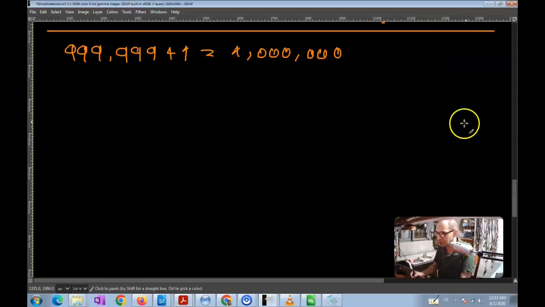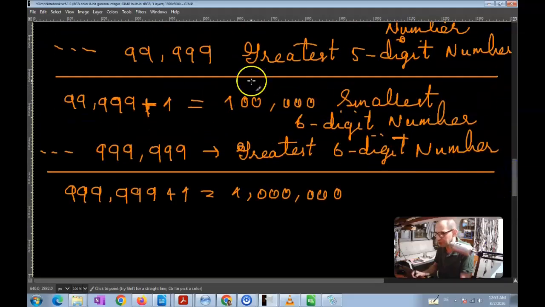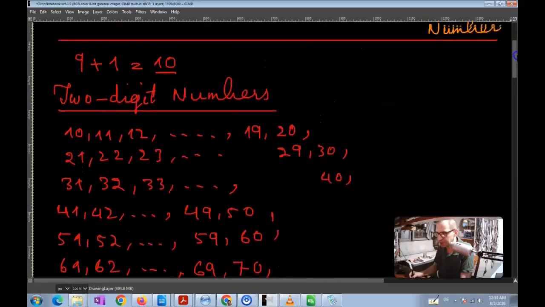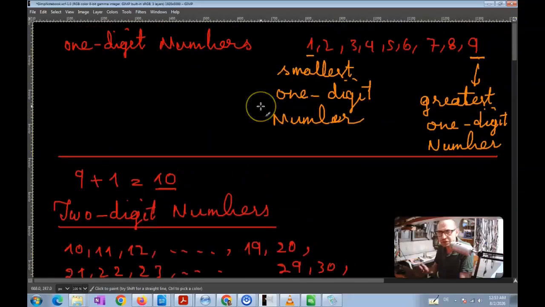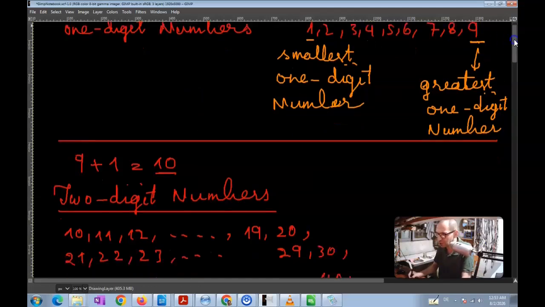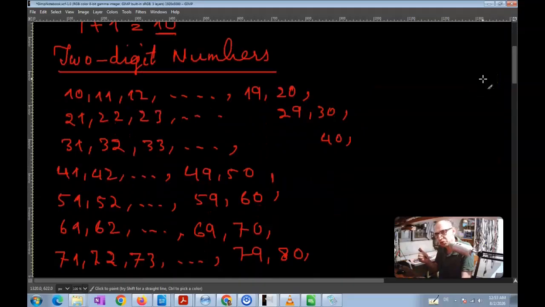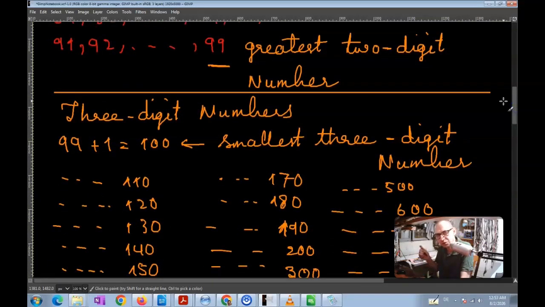And it's also important to note all of this different material over here, meaning that you need to be familiar with what is the smallest 1-digit number, the greatest 1-digit number, and then the smallest 2-digit number, the greatest 2-digit number, and then the smallest 3-digit number, greatest 3-digit number, and so on and so forth. Okay.